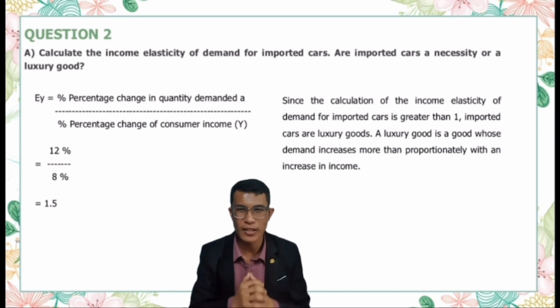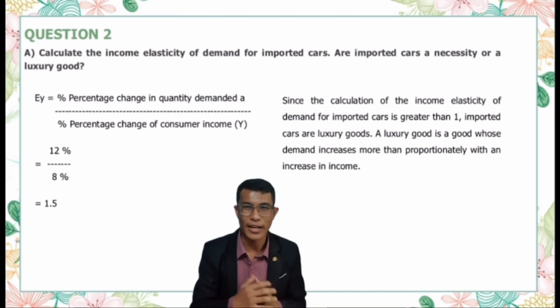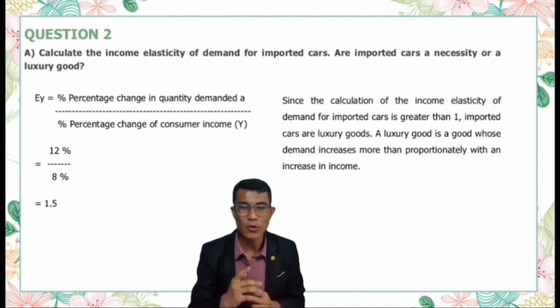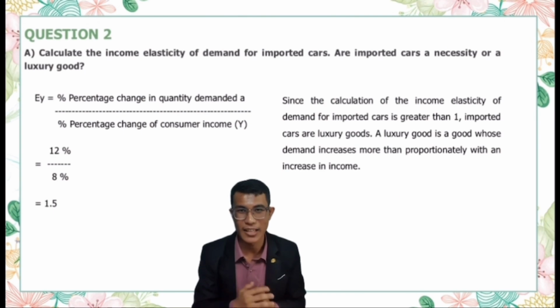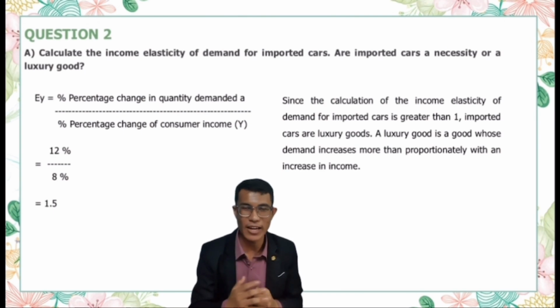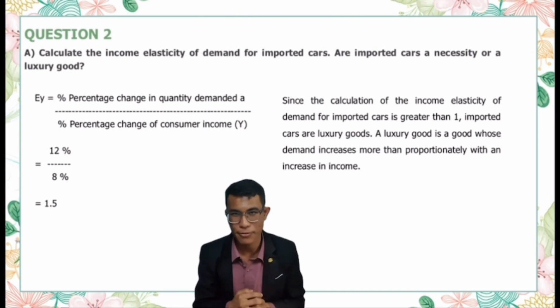So how can you calculate this? You need to remember, you put 12% divided by 8%. Why? Because 12% is the increase in demand, meanwhile the 8% is the increase in household income. Once you put it inside the calculator, 12% divided by 8%, the answer will be 1.5.